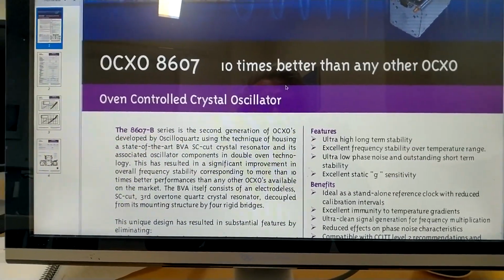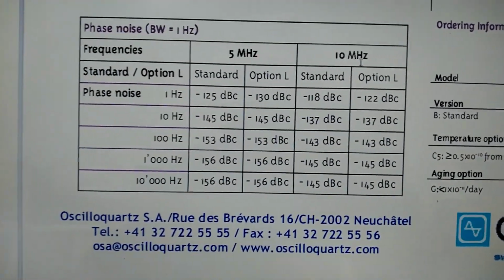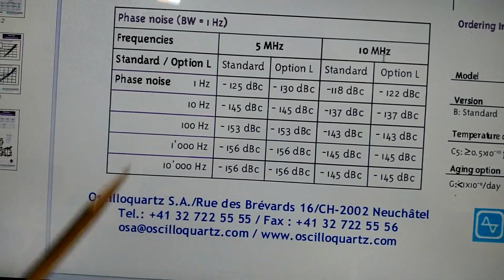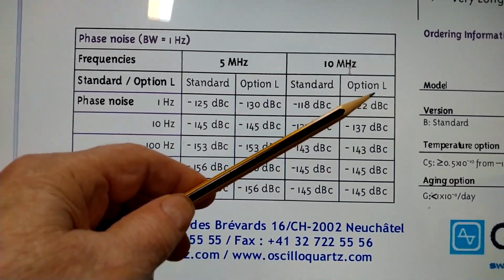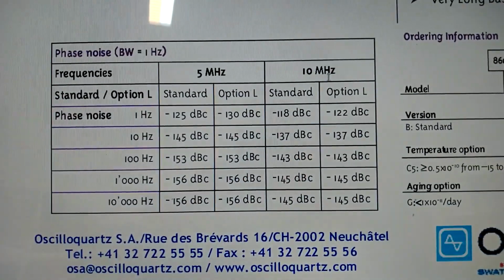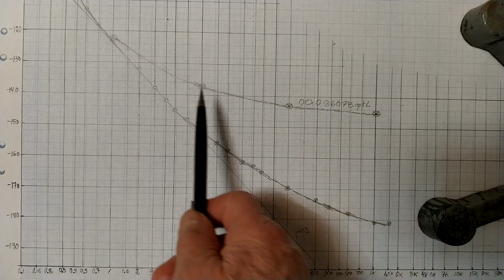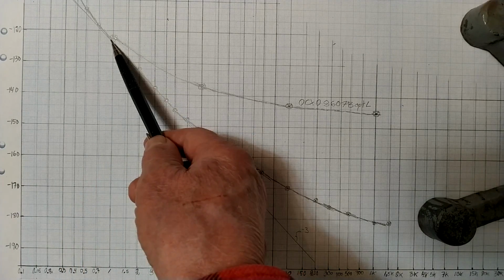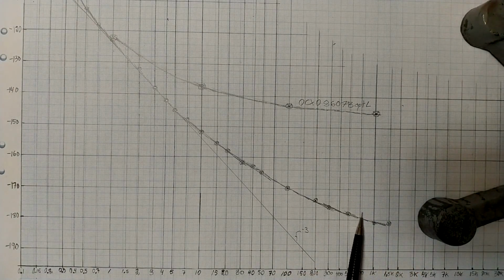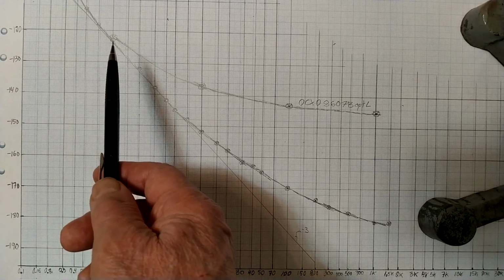This is about the OCXO 8607. 10 times better than any other oven-controlled crystal oscillator. The long-time stability is, of course, much better than what I can obtain. But when I look at the phase noise at 1 Hz, 10 Hz, 100 Hz, the best they can offer is option L, 10 MHz, and I will plot these data points on my graph. Here is the BVA 8607B, option L. And it is not at all as steep as my oscillator here at 1 Hz, where they cross each other almost. So my noise floor is much lower, 35 decibels approximately at 1 kHz. But at 0.1 Hz, the BVA is probably much better than my oscillator at the present state of it.